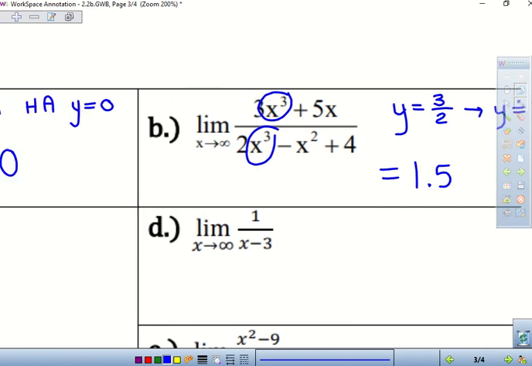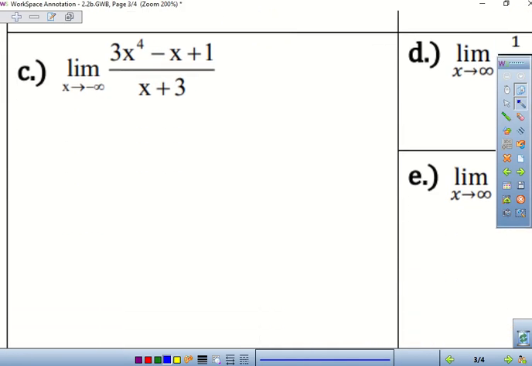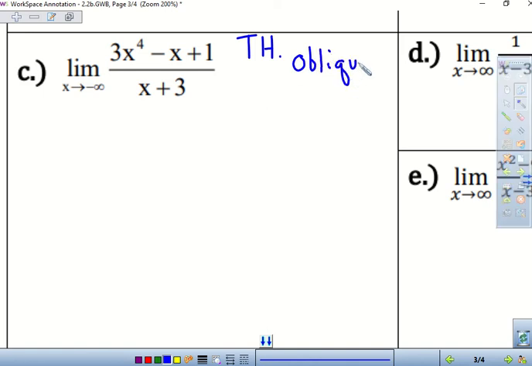Okay. Now we're going to go ahead and move into C. Is C top heavy, bottom heavy, or equal? Top heavy. Good. So since it's top heavy, we're going to have an oblique asymptote. We know that oblique asymptotes are different types of functions, so we have to determine what that function is. We can determine that function by using division. Remember long division from algebra 2?